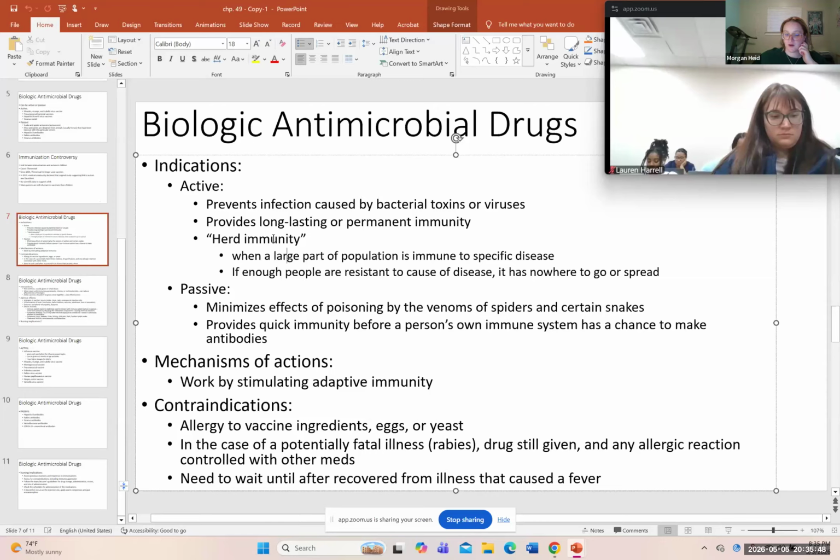Okay. And then passive immunity, we talked about that. That's kind of just, again, antitoxins or antivenoms. Or it can be monoclonal antibodies. How these work, they stimulate your antibodies, which are a form of adaptive immunity. Simple enough.